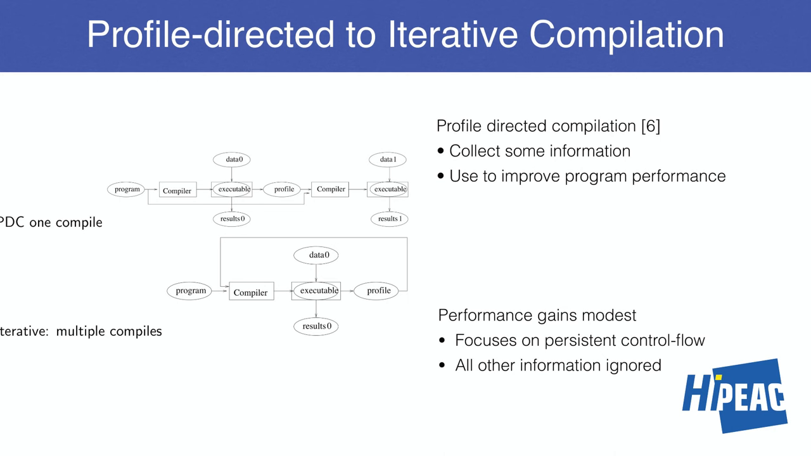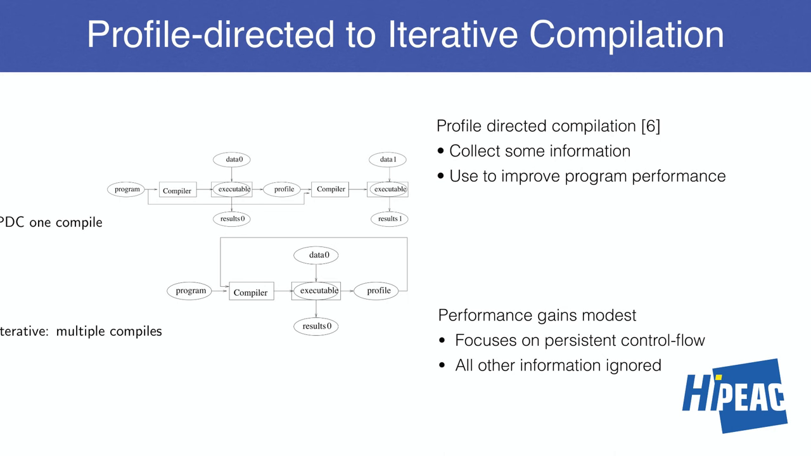Okay, so the early work was really looking at profile-directed compilation, which was quite popular. What that did, you run the program a couple of times, see what its performance is, and you try to work out its control flow behavior, and then you use that to actually improve the code. It was very successful in things such as VLIW scheduling. The Bulldog compiler, from way back when, used this type of technology. So you could work out how to lay out basic blocks and reduce your branches, and that allowed you to get quite full VLIW instructions. So it's quite popular. But its performance gains are really modest, if you think about it. It just focuses on persistent control flow, and all other information is ignored, thrown out.